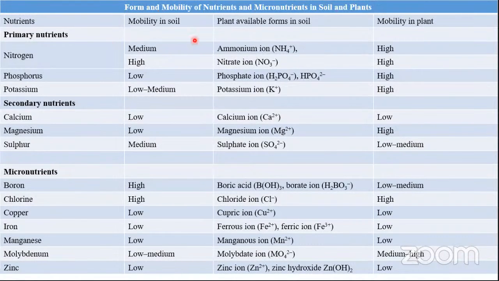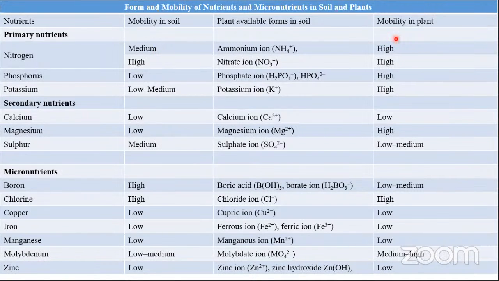Students, the mobility in soil and in plant completely varies. For nitrogen in soil, it is medium for ammonium ions, and nitrate ion movement is very high. Why? The movement is medium because ammonium is positively charged, and clay particles are negatively charged, so there will be some attachment. That's why its movement in soil is medium. Whereas nitrate and clay are both negatively charged, so there will be some leaching loss. That's why nitrate ion movement in the soil is very high.